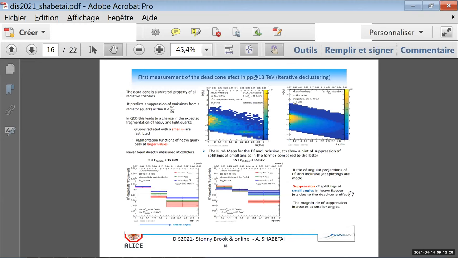And that's a bit like what I told you about when I was showing you the parton shower evolution and the color coherence of QCD. So you would expect, if you compare a heavy quark to light quarks, gluons radiated at small kT will be restricted, so you have less, and the fragmentation function will be peaked at large values for heavy quarks.